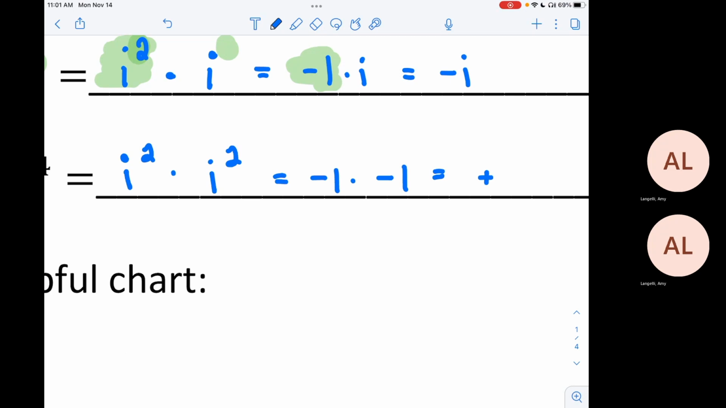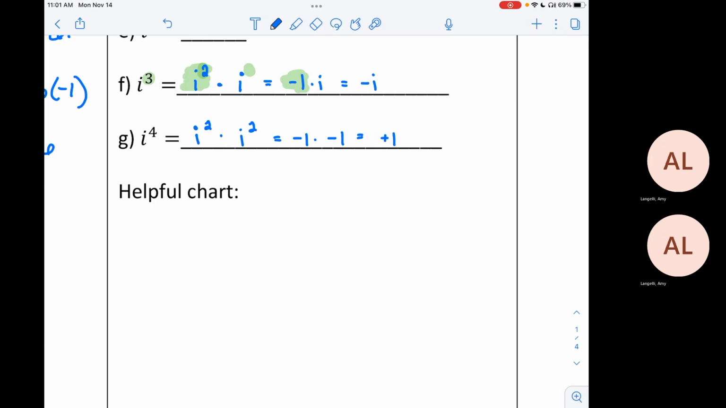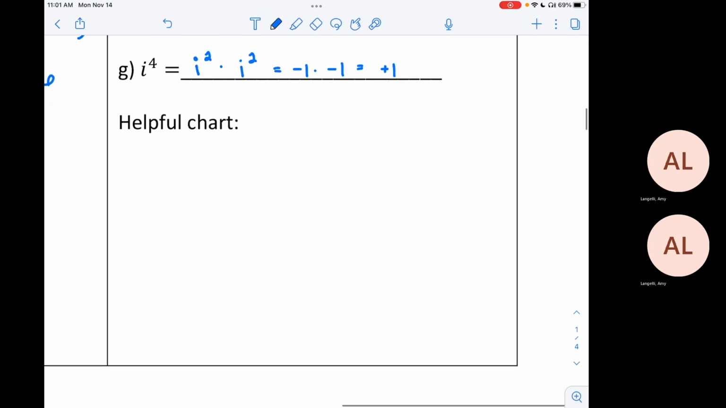Or, yeah, +1. So this chart that I'm about to show you, if you don't understand it, I ask you maybe stay after and I'll try to explain it a little more. We'll talk about it again tomorrow. Let's say that you have i to an odd power versus i to an even power. Trying to think what my chart looks like.